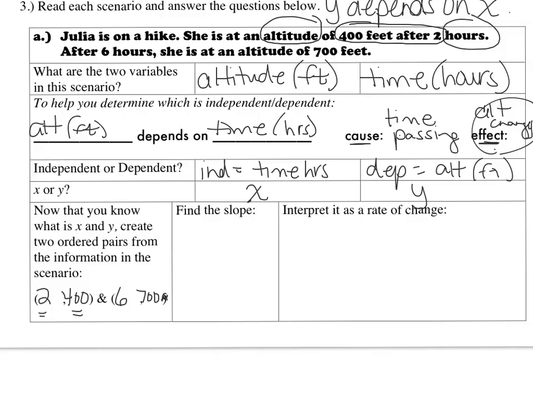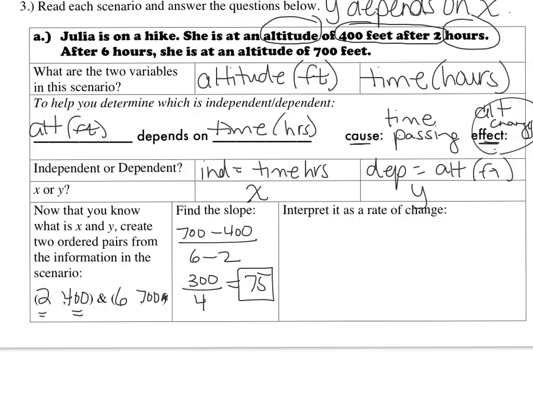And so to find the slope, we're going to do (700 minus 400) over (6 minus 2). And so 700 minus 400 is 300, right? And 6 minus 2 is 4. And so then I'm going to divide 300 divided by 4, or reduce it completely. 4 goes into 300 75 times. So the slope here is 75.